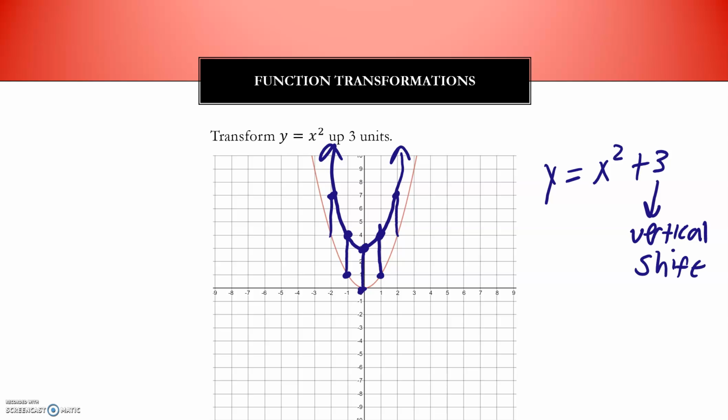And again, why is that plus 3 at the end? Because you do the x squared first. So, for example, with 0, you would say y equals 0 squared is 0 plus 3 gets us to 0, 3, where we moved that point to. Okay?